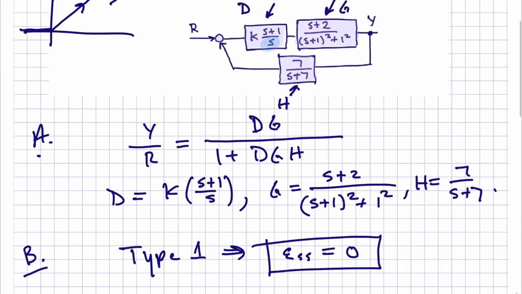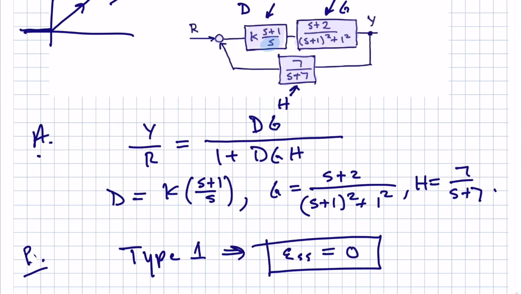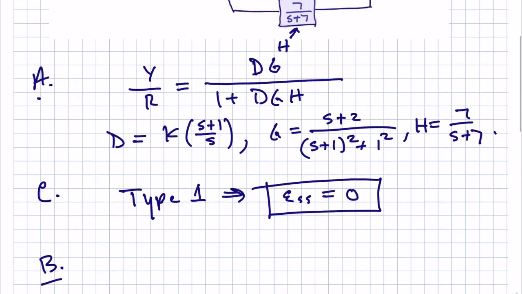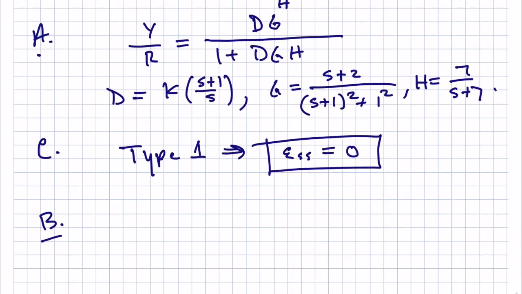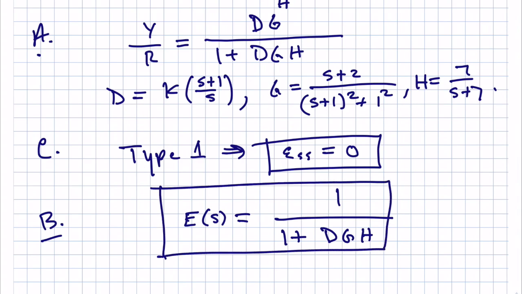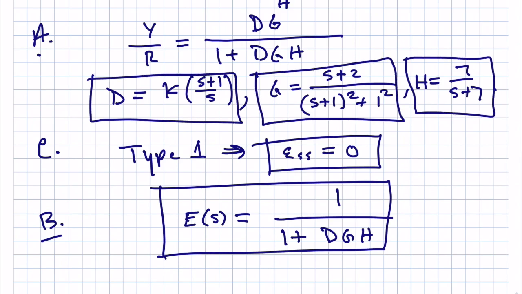So that moves us to, that was actually C. Okay. This moves us to part D. So in part D, we are looking at the error transfer function, and so we should just be able to write that down. The error transfer function is 1 over 1 plus DGH. Okay, so that's our answer from part B, and we've already identified D, G, and H, so we're good.